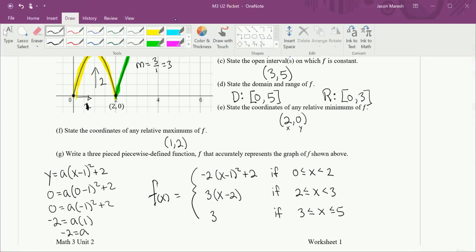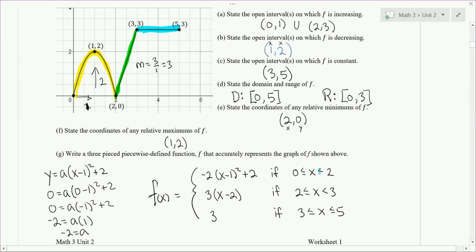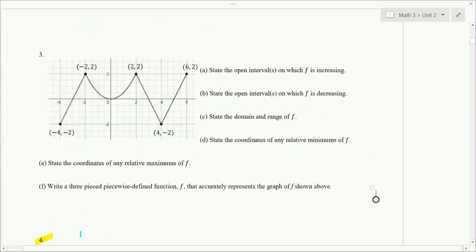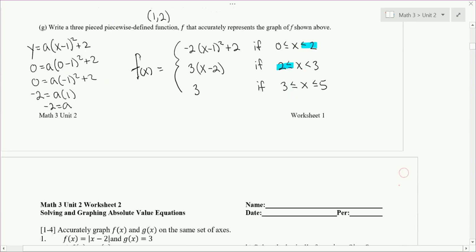Notice as well when we're writing these, when two graphs share an endpoint, like my first piece, which is the parabola, ends at 2, and then the line starts at 2, I make one have an open circle, one have a closed circle. You don't want them both to have a closed circle. One has to be open, one has to be closed if they're connected. And that's it for that.